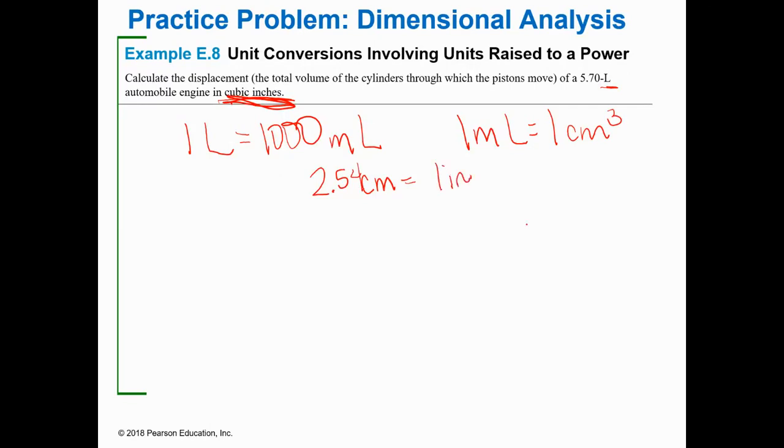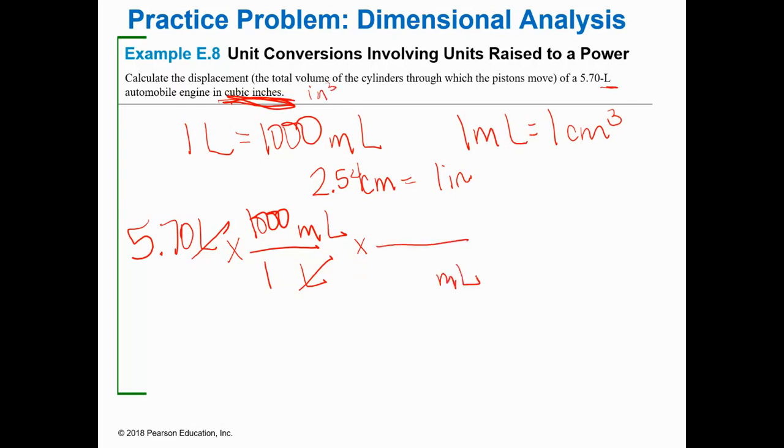Okay, so we're starting with our 5.70 liters. I need liters at the bottom. My only one with liters is milliliters, and we fill in our values. Cross out what's the same. Next one, I do not want milliliters, I want inches cubed. So milliliters goes at the bottom, centimeters cubed goes at the top, and it's 1 for both, which is convenient. Cross out the unit that's the same.